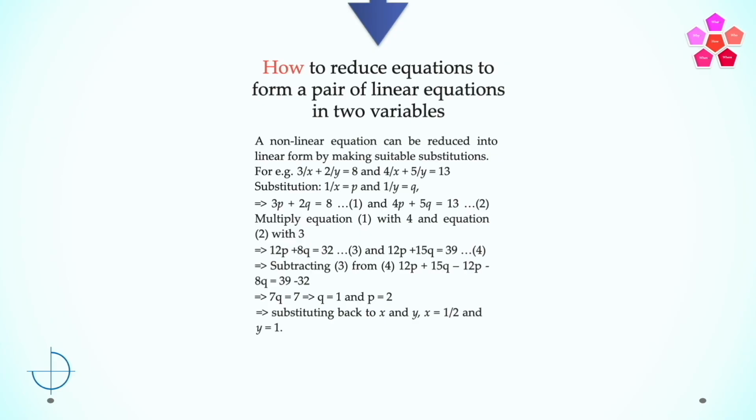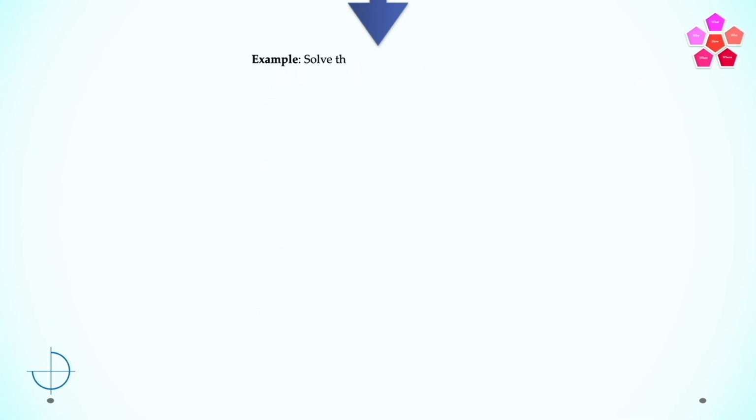This is exciting. So all we did was substitute so that variable expressions in the denominator are assumed to be another variable and solved like a regular equation. Let's look at an example. Solve the equations 10 divided by x plus y plus 2 divided by x minus y is equal to 4 and 15 divided by x plus y minus 5 divided by x minus y is equal to minus 2.